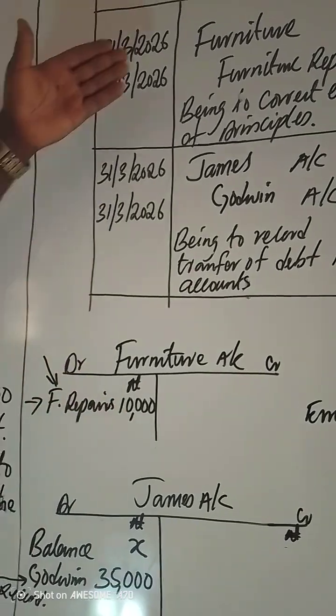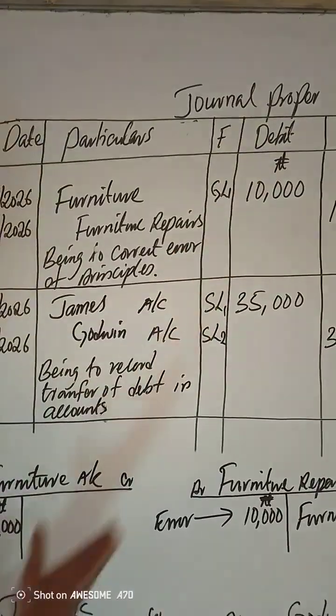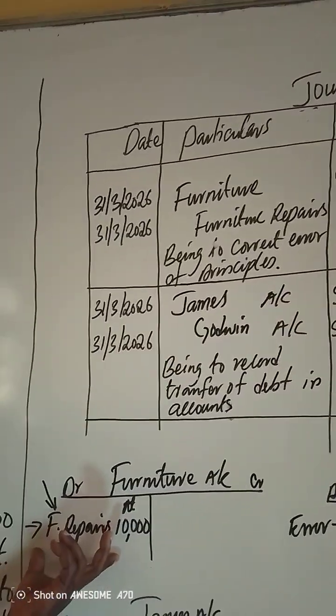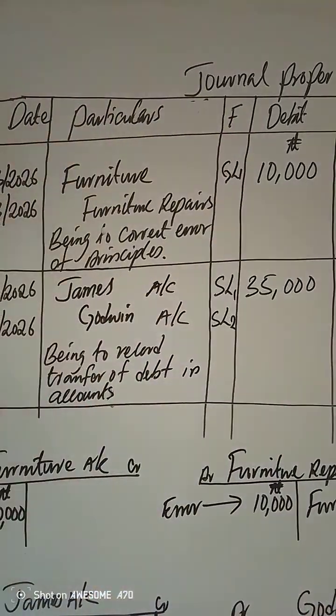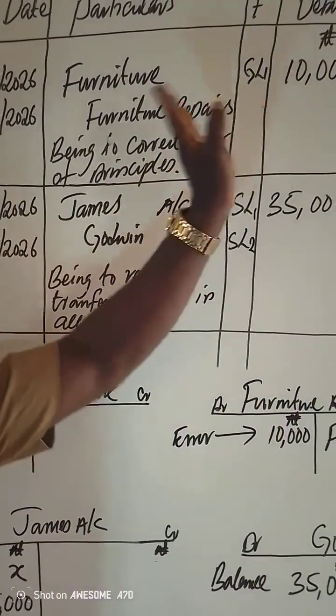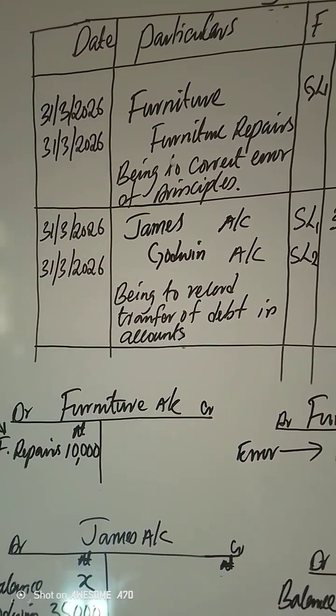And that is why, from the journal, it's called that furniture was debited with 10,000, based on the demonstration I've explained here. Furniture repair will be credited based on the removal that was in the account, and that's why furniture is credited, and furniture repair is credited, and the furniture account, which is a real account, is being debited. Let's go to the second one now.